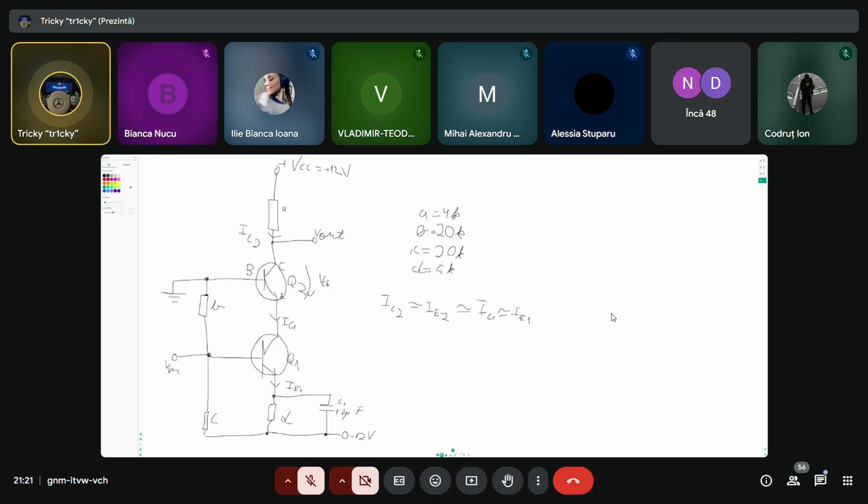You also know the values: beta is equal to 100, and VBE, the voltage between the base and the emitter, is equal to 0.6 volts. Again, this is approximately 0.6 volts, and this value is almost always the same. Okay.